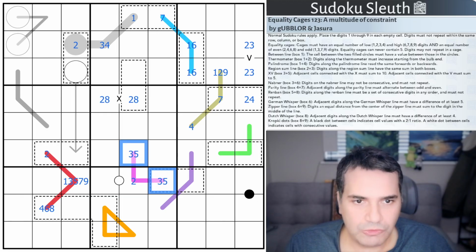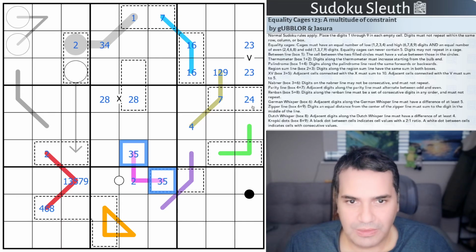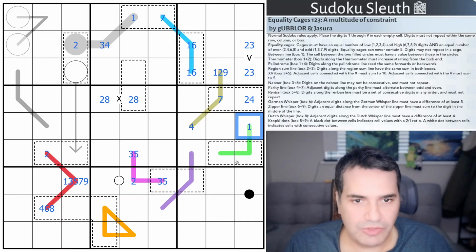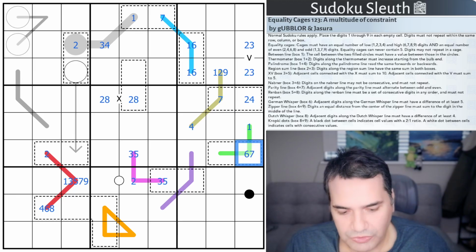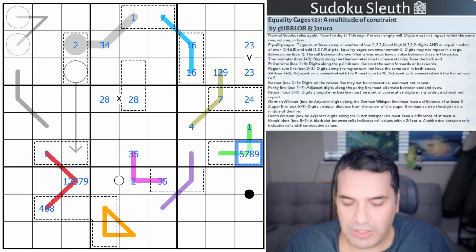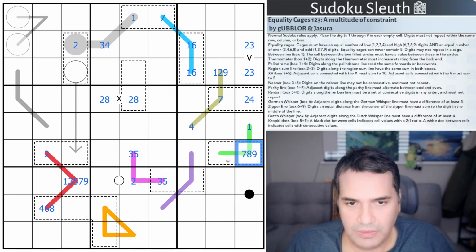Then we've got German Whisper, there's still quite a few. Bear with me. German Whisper. So if, what am I going to go with here? If this cell is a 1, this would have to be a digit that is 5 or more away. That could be 6, 7, 8, or 9. It actually couldn't be a 6 because 6 would require a 1 and a repeat 1 in here. So that is a German Whisper line, and it will oscillate between low digits, 1, 2, 3, 4, high digits, 6, 7, 8, 9, and then back and forth.